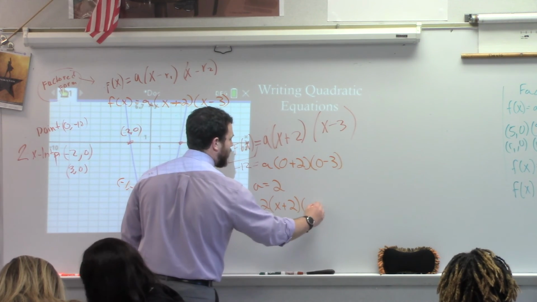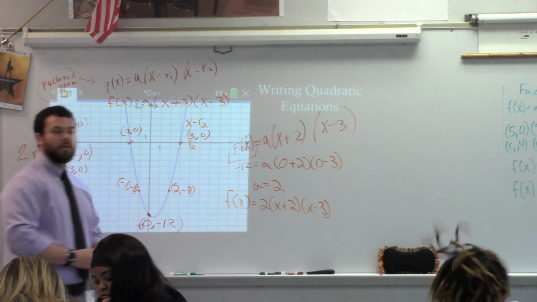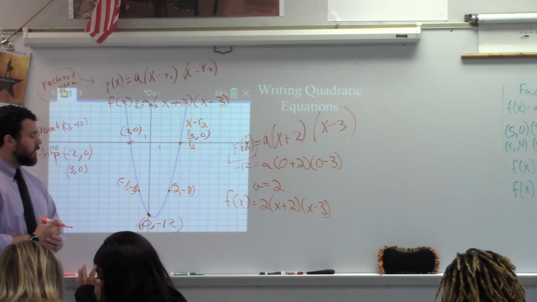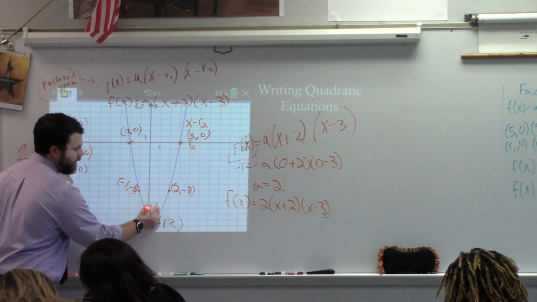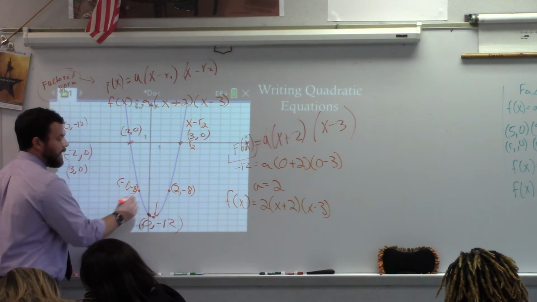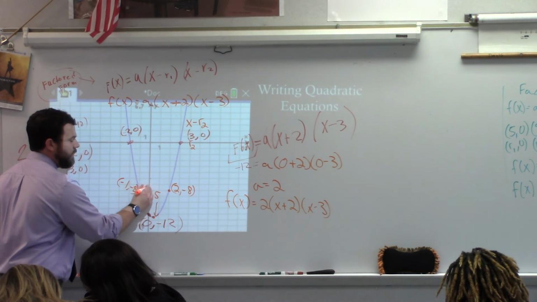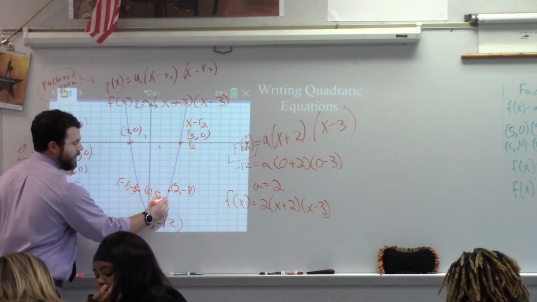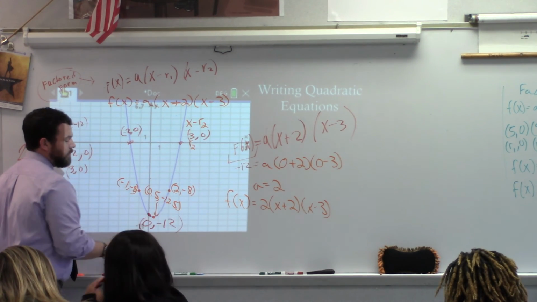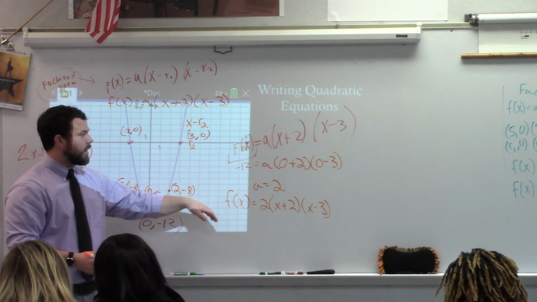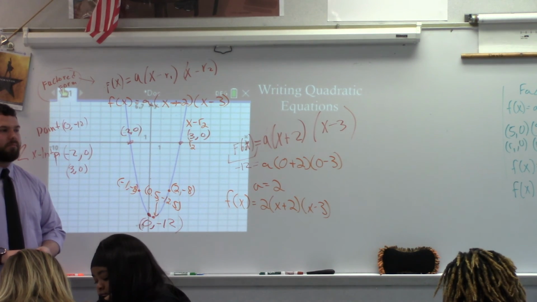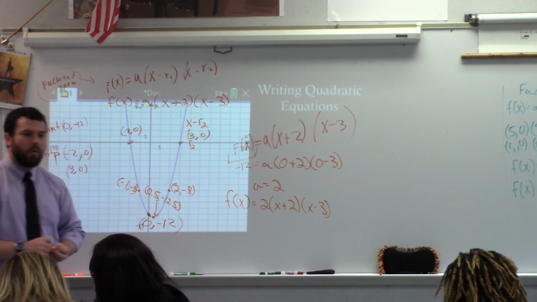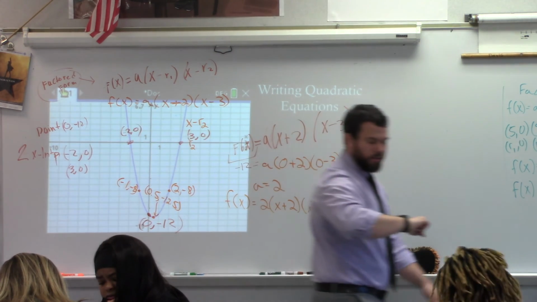Now I want to pause and point out, Kenyon actually looked at this and recognized, or at least was very close, that you can figure out what that vertex is. It's 0.5, comma, -12.5. And I believe, Kenyon, you were trying to use it with the factored form, but if you identify that vertex, could you use vertex form? Yeah.